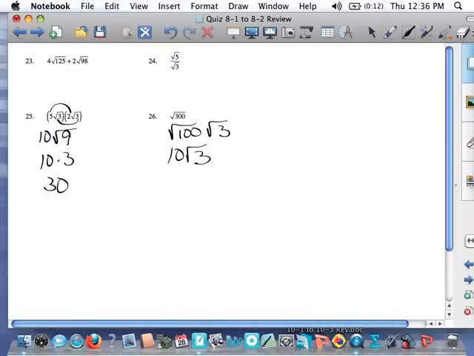Again, simplifying radicals, you're just looking for a perfect square and a non-perfect square.